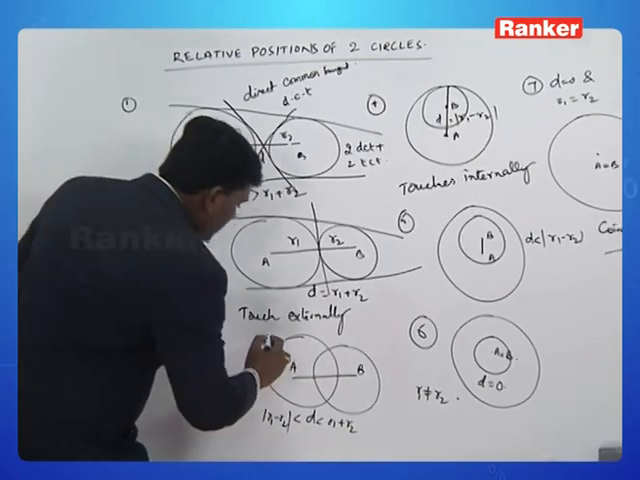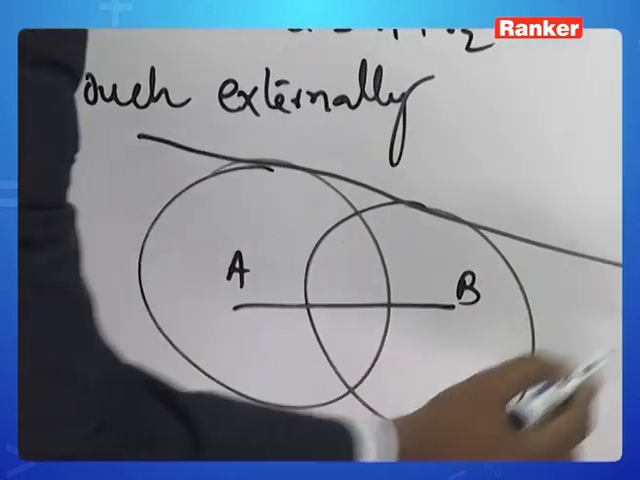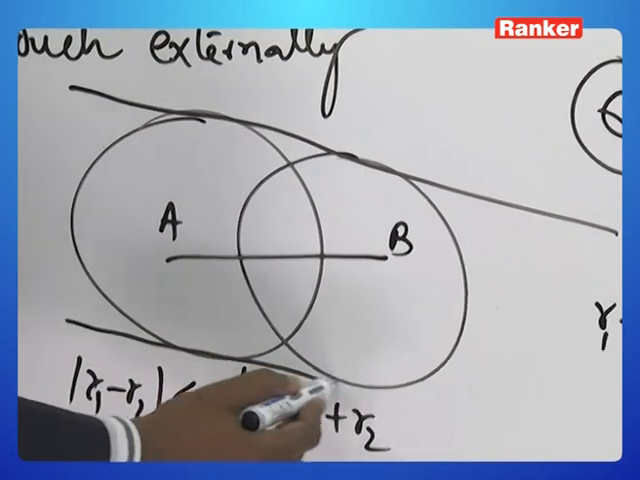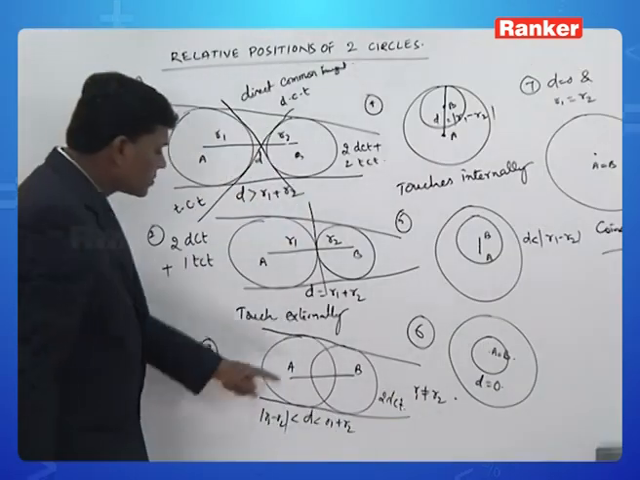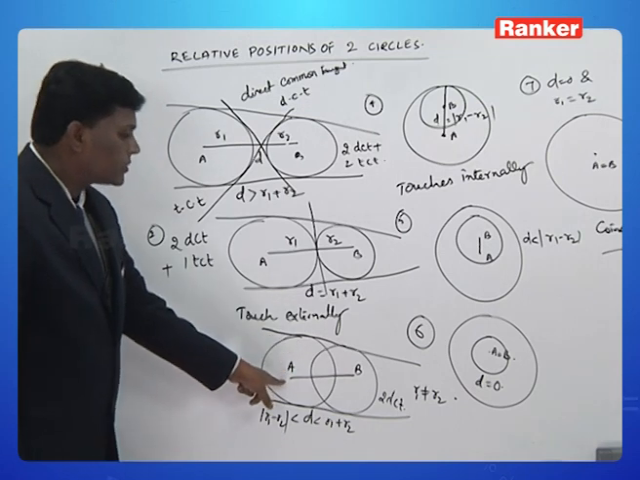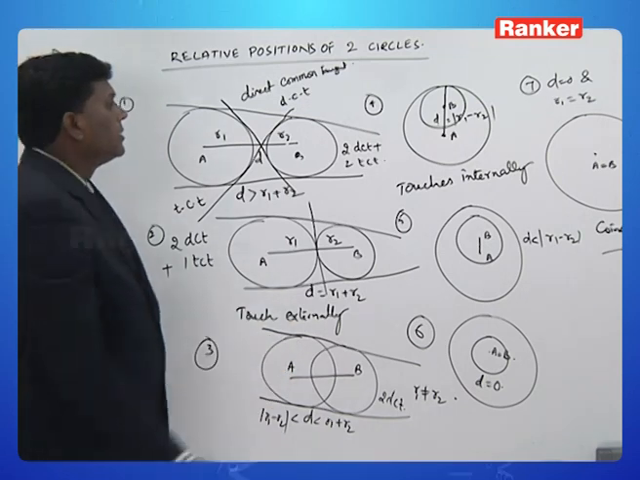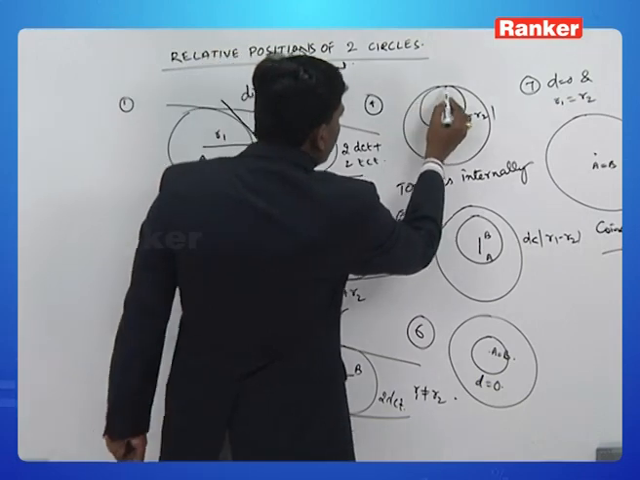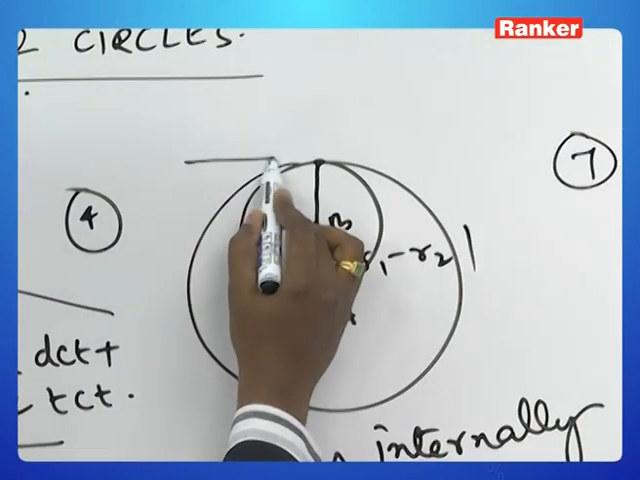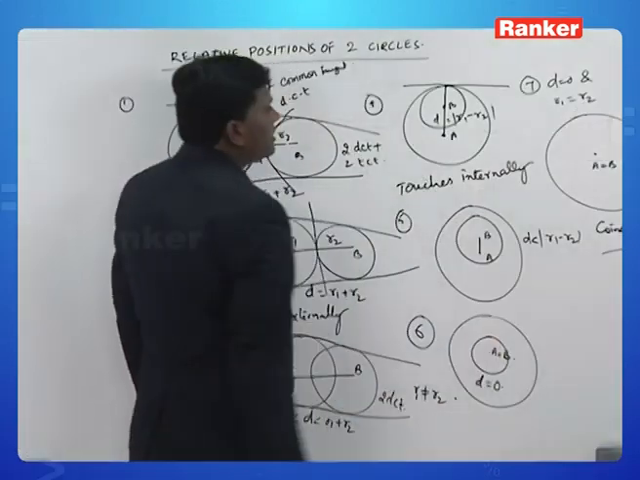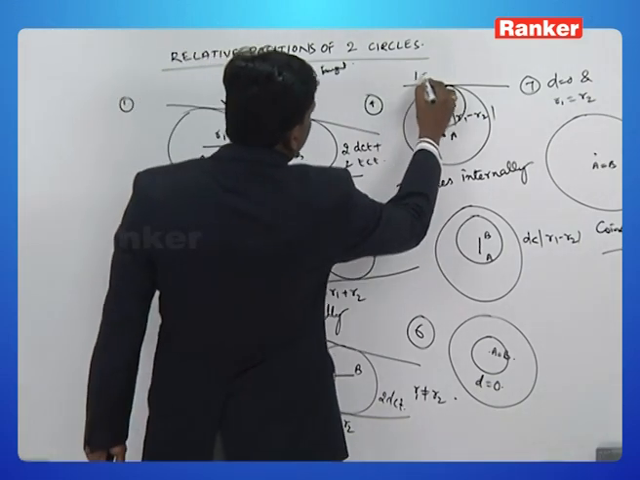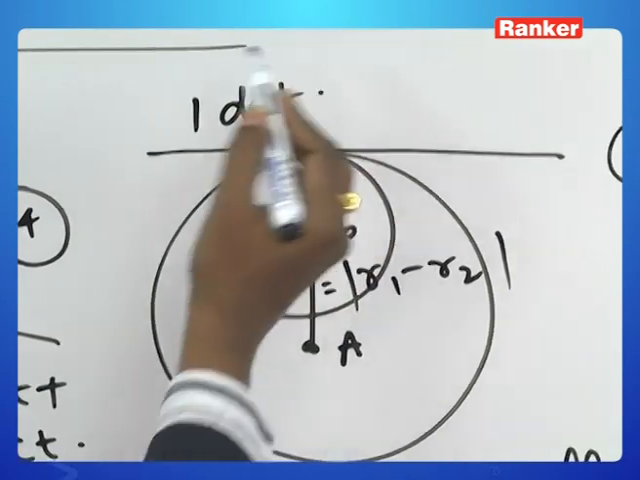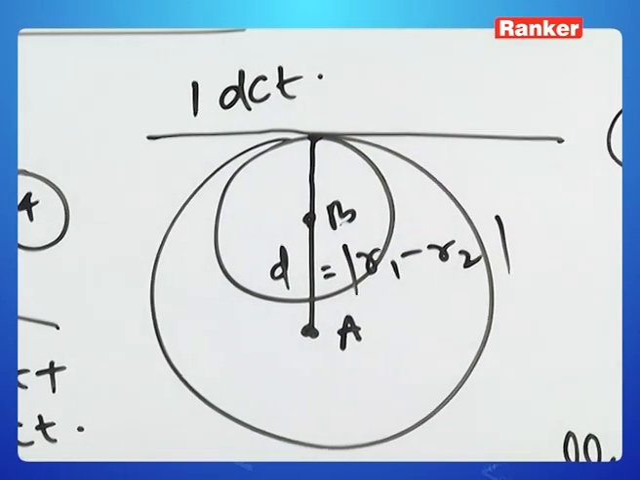Coming to this third case, here we can draw only two direct common tangents. We cannot draw any transverse common tangent in this particular case. Fourth one, at the point of contact, the common tangent drawn is the only direct common tangent we can draw. One direct common tangent, no transverse common tangents.